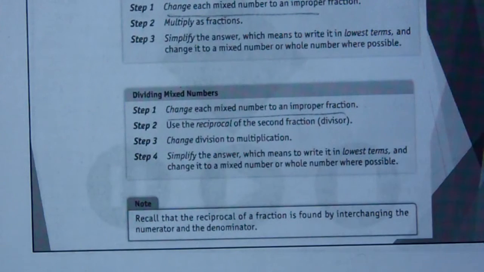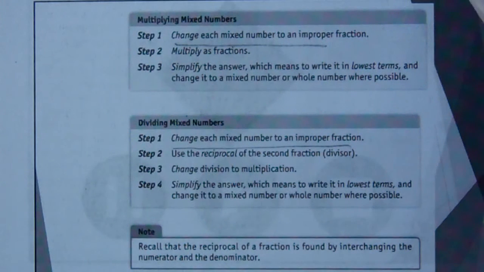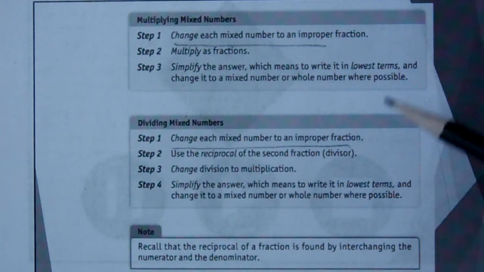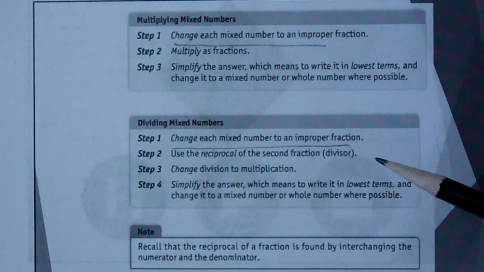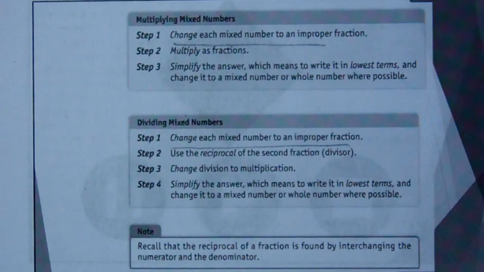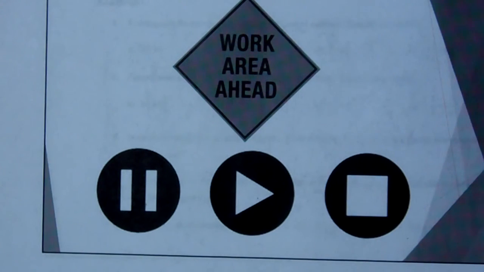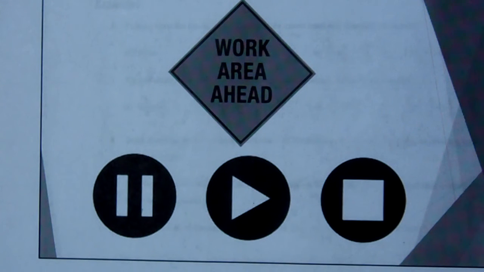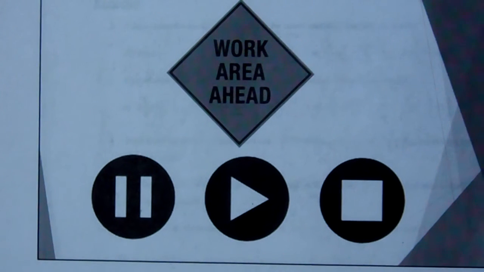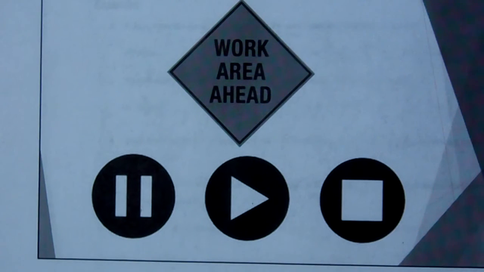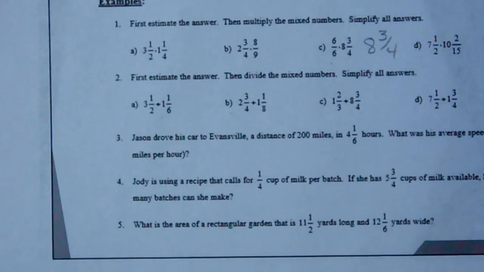Now the approach to this is pretty straightforward. What we're going to always do is change the mixed number into an improper fraction. Then we will multiply and divide like we learned about with fractions. And we probably should put our answer back in terms of a mixed number at the end of the problem. So we're approaching a work area, so be prepared to pause your video, do some work, and then come back and check your solutions against some of the ones that I do.